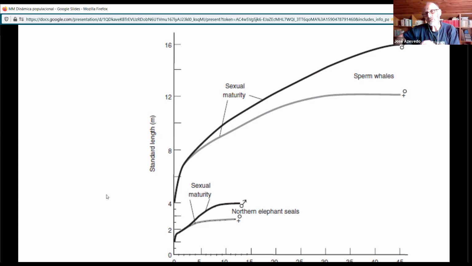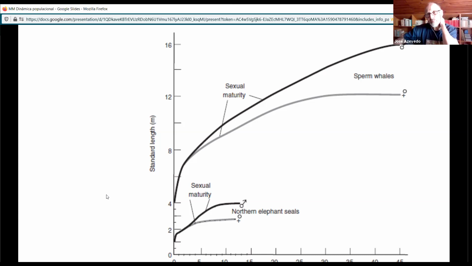And the other important element from these curves is that, because they grow continuously, sexual maturity is not connected with adulthood or the maximum size, like in many species. In many species, they are juveniles, and then when they reach adulthood or sexual maturity, they stop growing. This does not happen with many marine mammals, in particular these cetaceans.